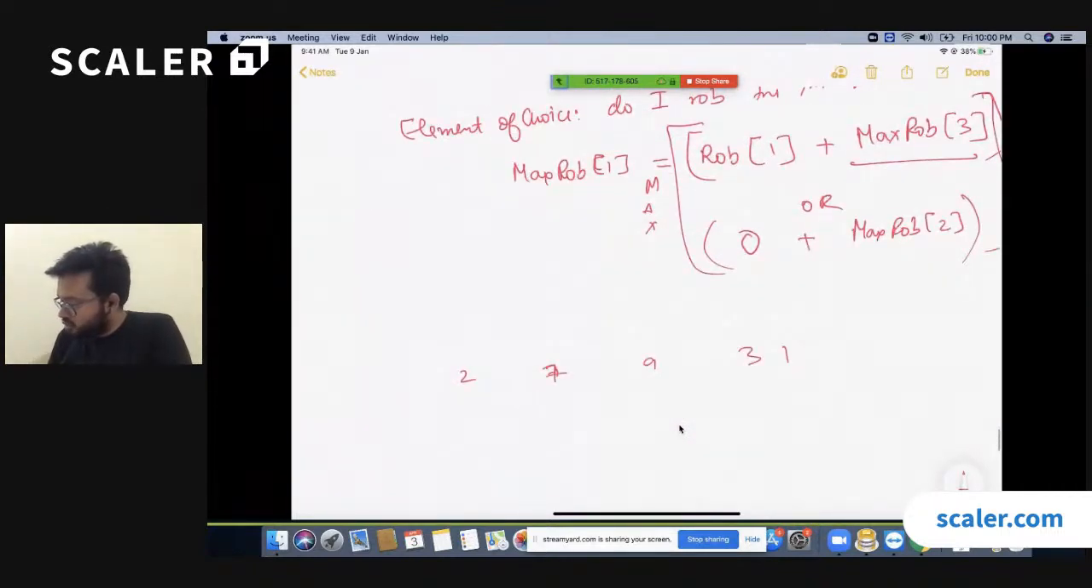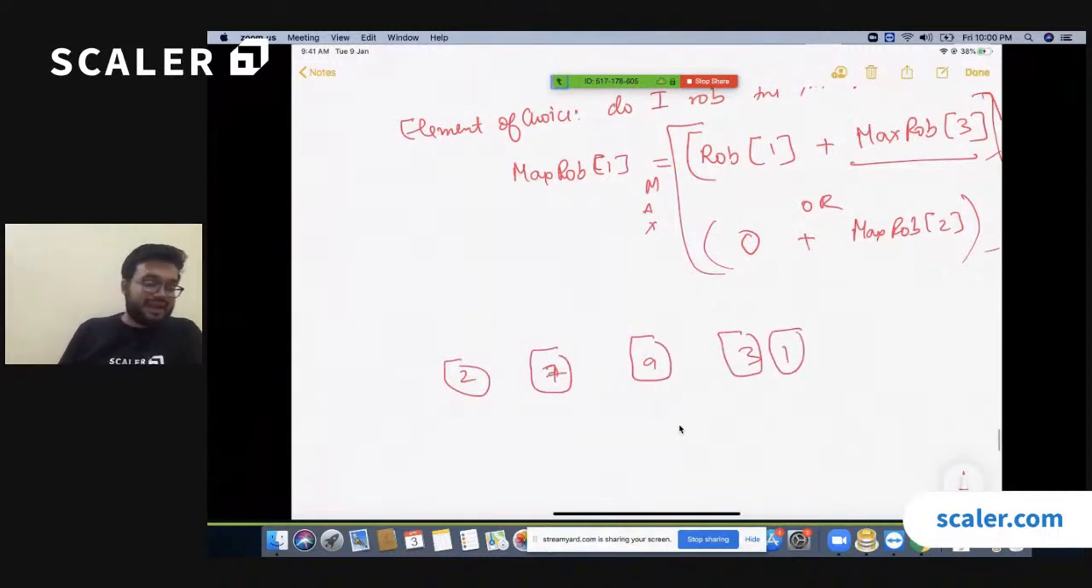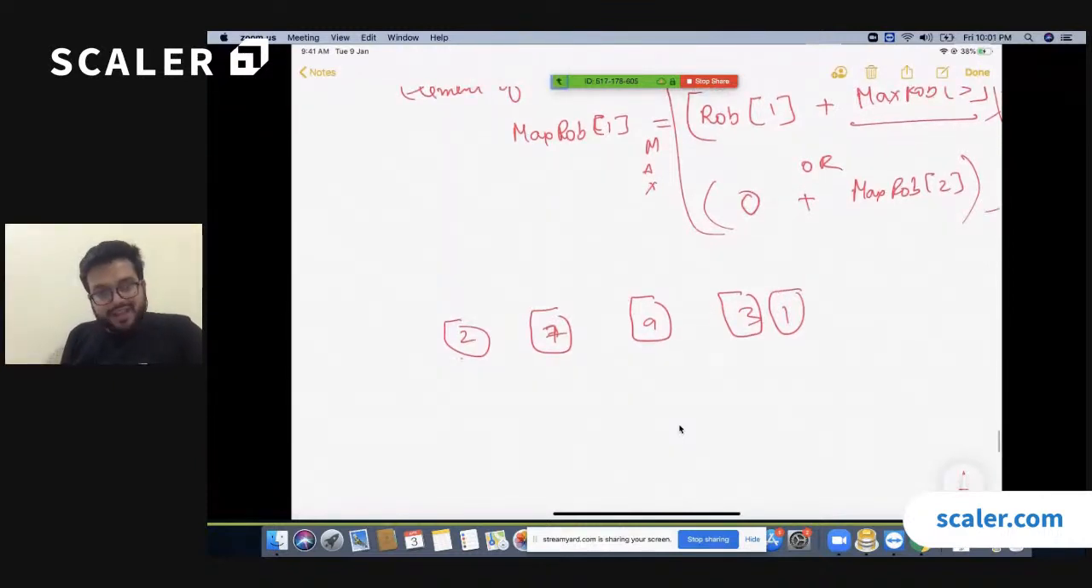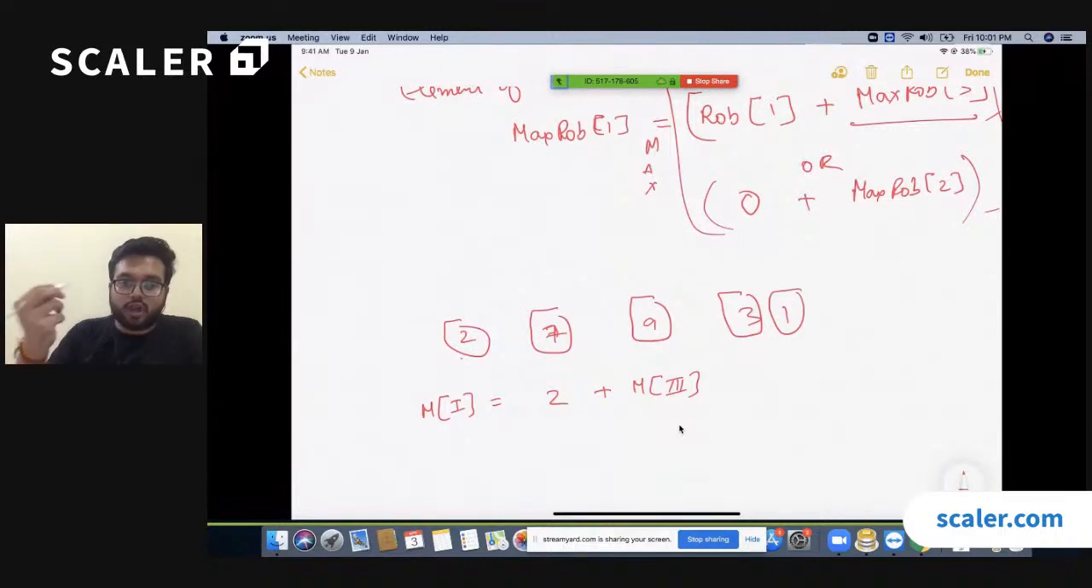2, 7, 9, 3, 1. So I am defining my state max rob i as the maximum robbery that I can get from the ith house till the end. So I want to compute the answer to max robbery 2. So I have two options. I will say the best answer for robbing the first till the fifth house would be two options, either to rob the first house. If I rob the first house, I will get 2 gold coins by robbing the first house. Plus, I will reduce my problem to a smaller problem of saying, let's now try robbing the third house, because the second house can no longer be robbed.